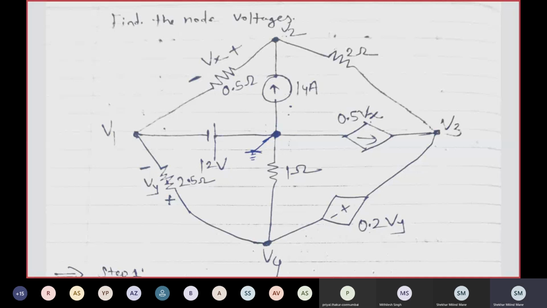Another thing is, you can see at V1, 12 volt is directly connected. Negative terminal is connected to V1 and positive terminal connected to ground. So here you will get the value of V1 directly. You can directly write V1 is equal to minus 12 volt.